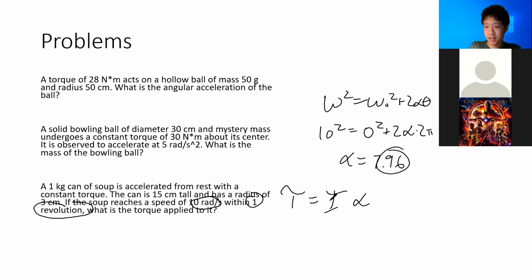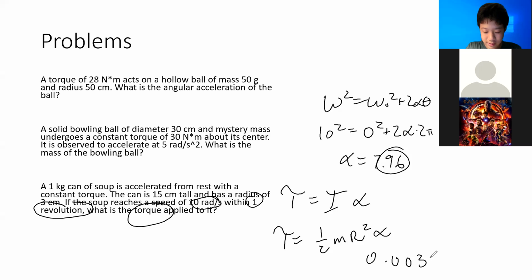What about your inertia? Well, it's a can of soup. It is a cylinder. So torque equals 1/2 mr² alpha. And then you should find the torque. So just multiply all these things together. So 0.5 times 1, times, what's the radius? 0.3, times alpha, which is 7.96. And you should get 0.0036 newton meters. That's rather slow, okay? Oh, not radians per second squared. The torque should be newtons times meters. It's not the acceleration, this is the torque.